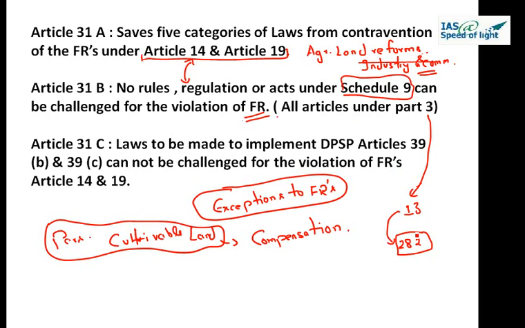Now moving to 31C, this talks about the laws which will be made by the state to implement certain socialist principles of the directive principles of state policy under Articles 39 B and C, which we will study once we study the directive principles of state policy. Those cannot be challenged for the violation of fundamental rights of Article 14 and 19 again, that is, right to equality and right to freedom. So if the state is making any law to give effect to those directive principles in Article 39 B and C, those cannot be challenged for the violation of fundamental rights under Article 14 and 19.